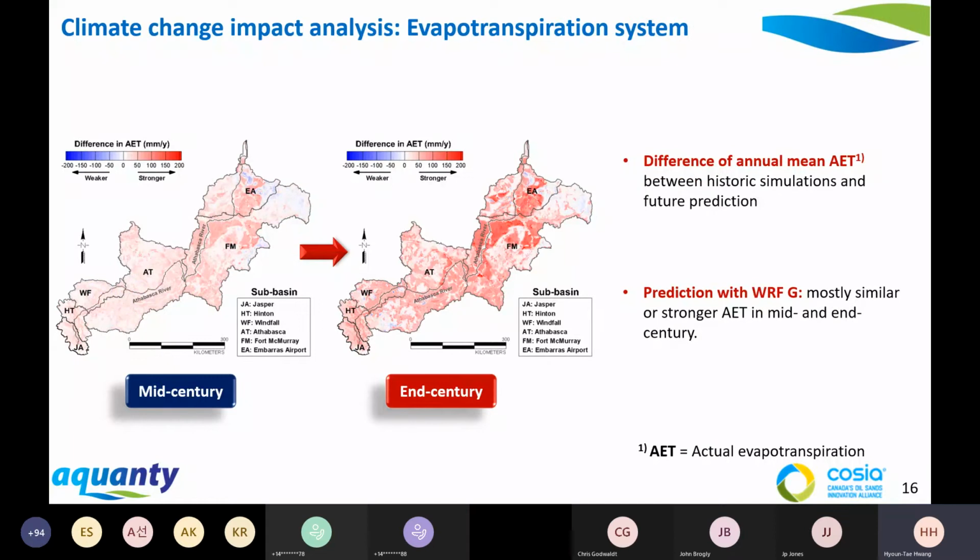And for the actual evapotranspiration, which is a very important factor for water balance in Athabasca River Basin and other models, here the light red is a stronger actual evapotranspiration in mid-century. However, in end century, you can see the dark red. That means a relatively stronger actual evapotranspiration is projected in end century, especially in the midstream and downstream areas, relatively high compared to midstream actual evapotranspiration. Next, please.